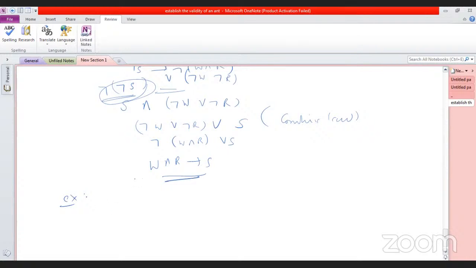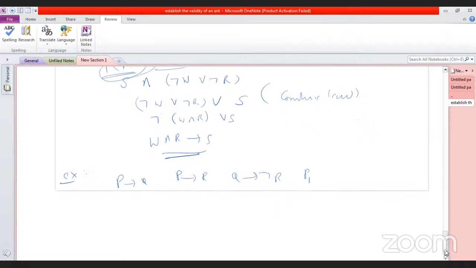Are the following premises inconsistent? P to Q, P to R, Q to R. To prove that the given premises are inconsistent, we have to show that the conjunction is a contradiction. So we prove whether the conjunction is a contradiction or not. P to Q is a premise. Earlier we said that P to Q is also a premise. And also negation of Q and negation of R is a premise.